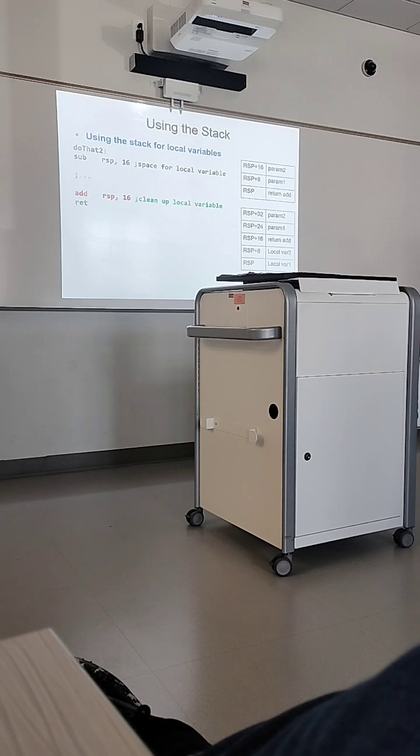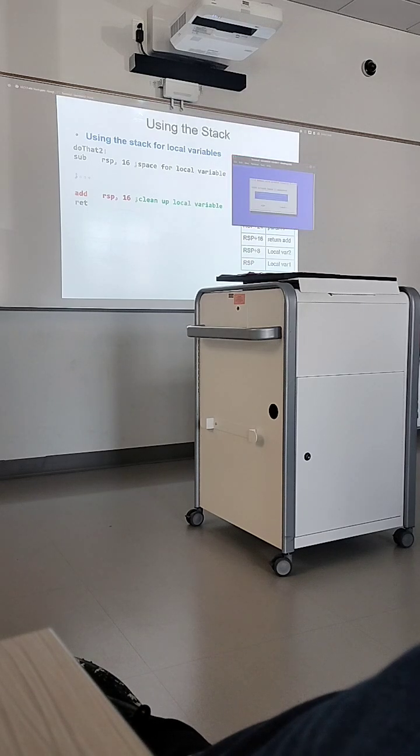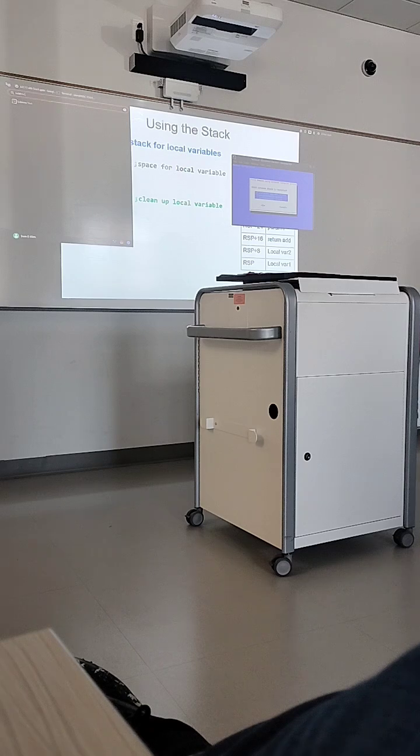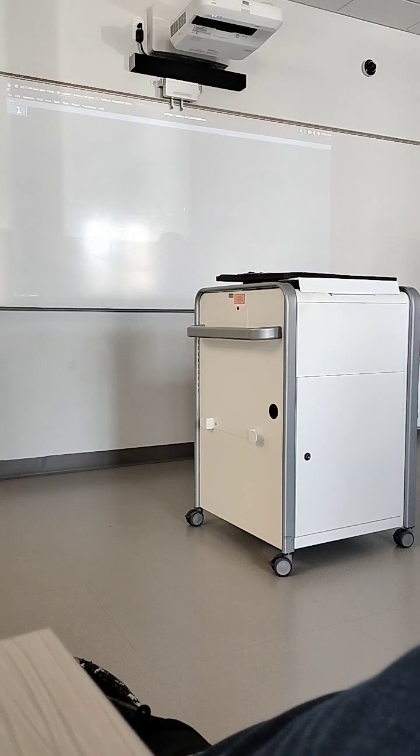So now, let's say I want to create some local variables inside the function. How many of you have done that? When you wrote a function, you had some local variables, part of the function. Who has no idea what I'm talking about? Local variables. What is a local variable?